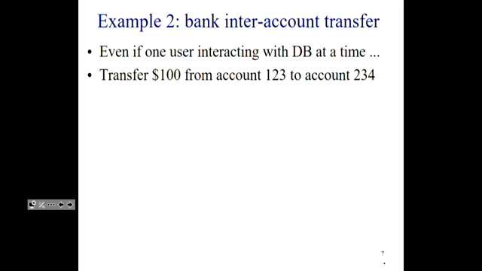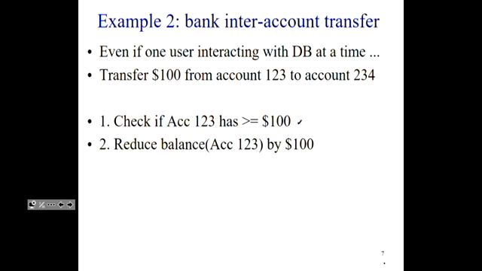Okay, so let's look at another example. Let's say this is a bank transfer from one account to another account. So this is one user who's interacting with the database, and this user first checks if this account has greater than $100, then reduces this balance by $100, and then increases the balance of another account by $100. So this user is simply transferring money from one account to another account.